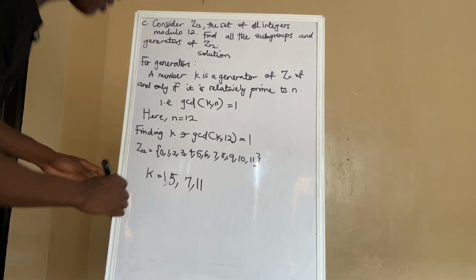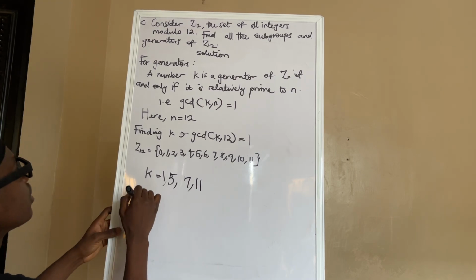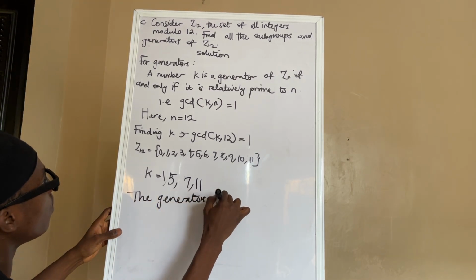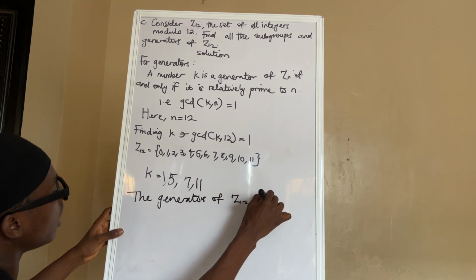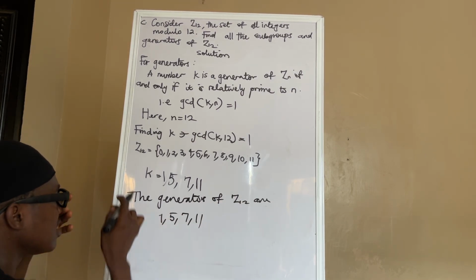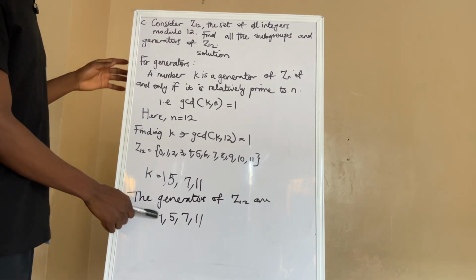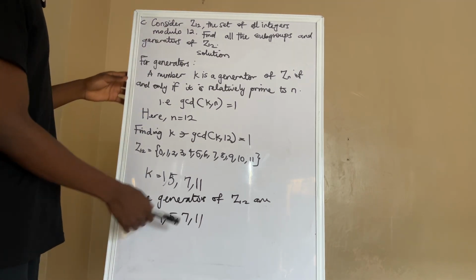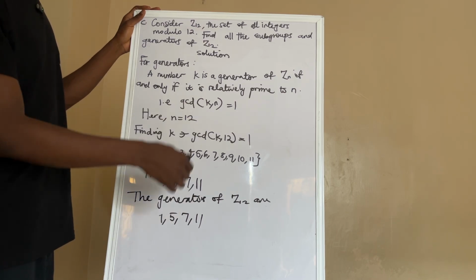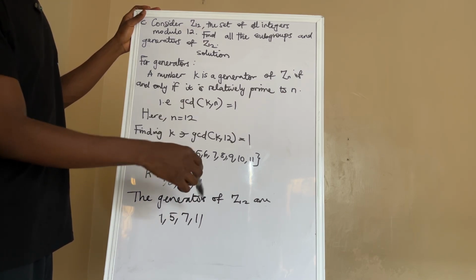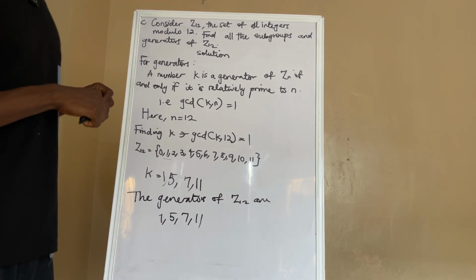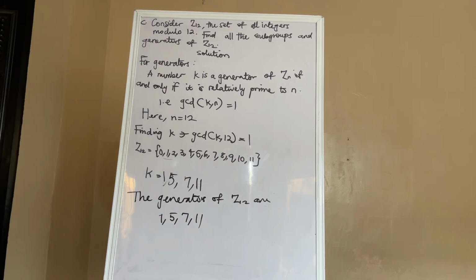Therefore, the generators of Z12 are 1, 5, 7, and 11. And what this generator means is that I can use each of these to generate this whole set back by operating it on itself, over and over again. It's going to give me these values. Yeah, and that's it.